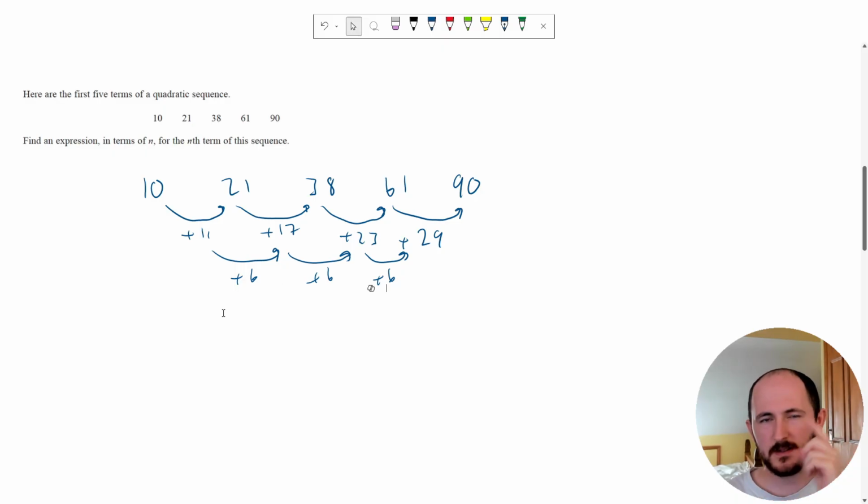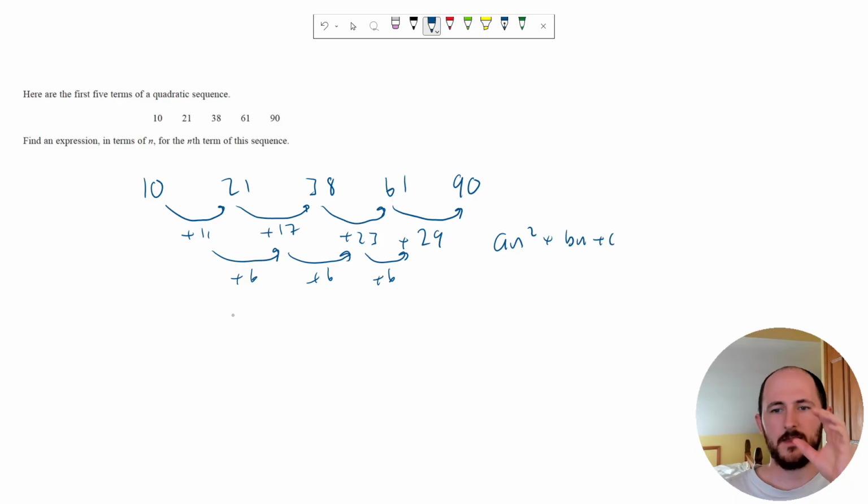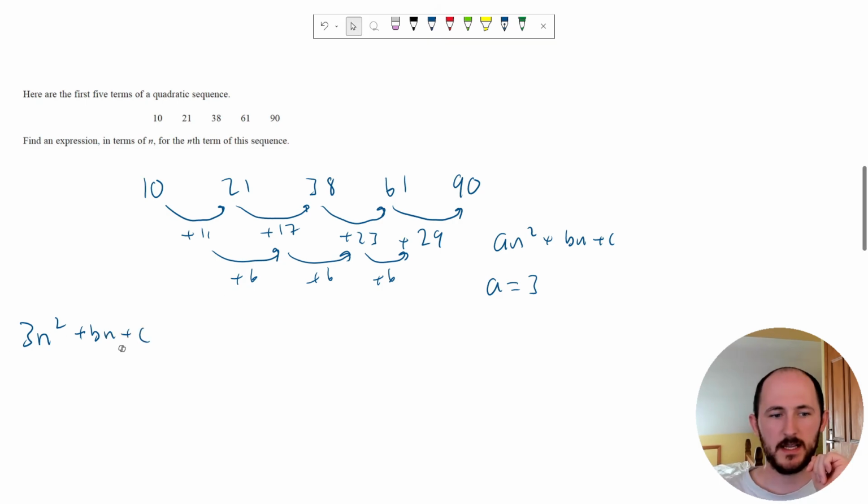Why was that important? Can you remember? If you remember, we have an squared plus bn plus c. The a is always half of this common difference. So straight away we know a is equal to 3. Super, super useful. So our equation so far is 3n squared plus bn plus c. Now what did we do next? So that's the first major step. What was the second major step?